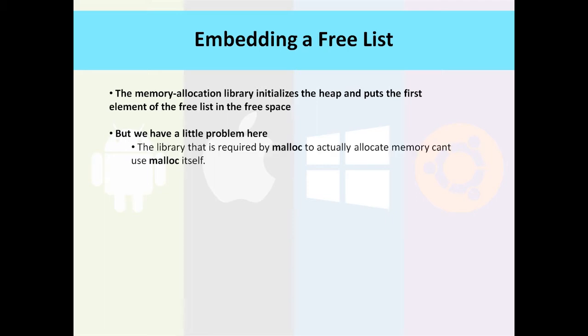And that problem is that the library that is required by malloc to actually allocate memory can't use malloc itself. You can't call something to build itself in that sense. So I'll explain this a little bit better because I know it can sound a little confusing. What this means is that we have to embed the free list directly into the heap. The free list has to exist within the heap for it to be utilized, and you can't allocate the free list using libraries that require the free list to exist, so we have to do it in a different way, and that is by embedding it directly inside the heap.